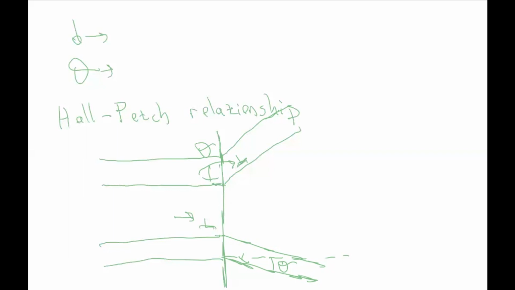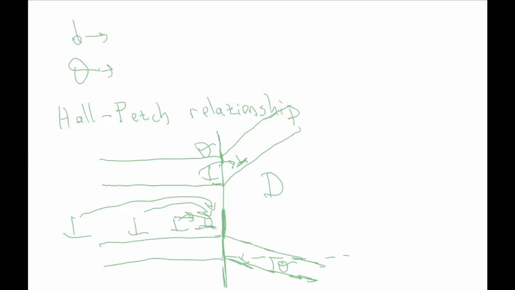Therefore, dislocations can be stopped at these grain boundaries, and there will be pile up. Another dislocation will come here and annihilate the first dislocation. This will come here, this will come here, and we will see a pile up of dislocations. Let's assume we have a grain size of D. This is the average grain size.